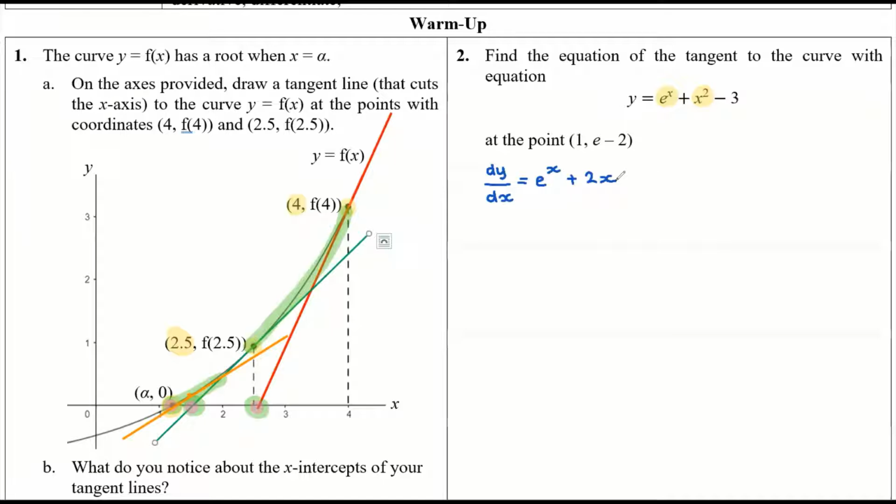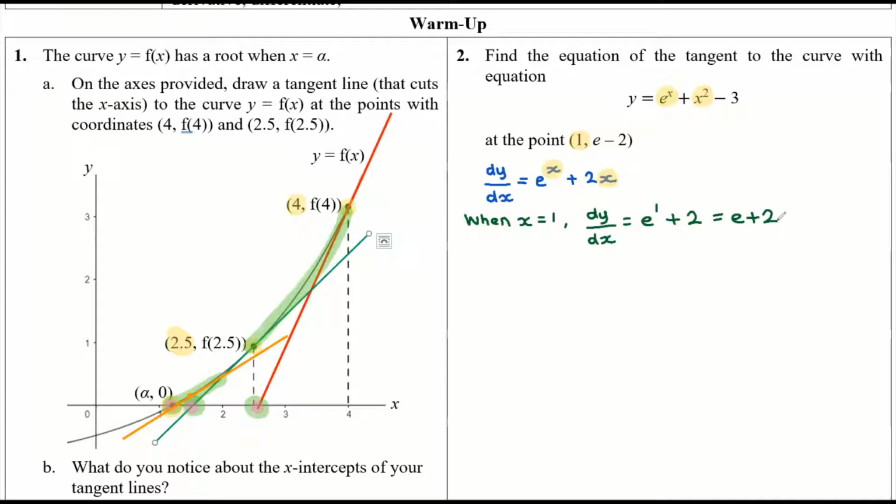to sub in the x coordinate to find the value of the gradient, sorry, at this point x equals 1. So we're going to replace the x values with 1. So that's the next step. So when x is equal to 1, dy by dx is going to equal e to the power 1 plus 2, which is just e plus 2. We can leave it in exact form like that. So that's the value of the gradient at the point where x is equal to 1.